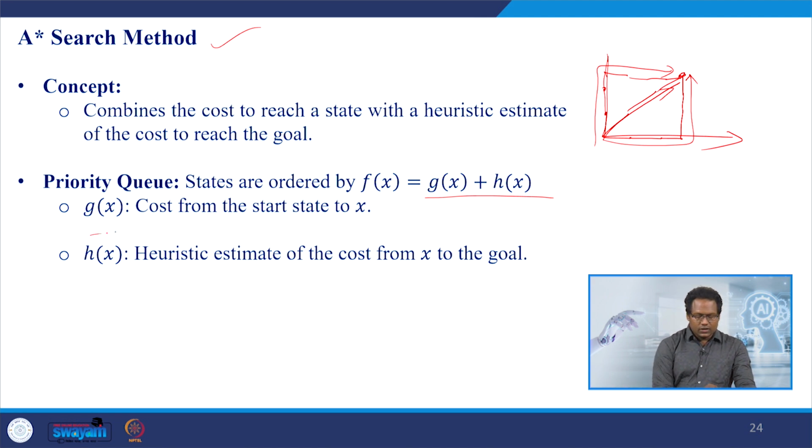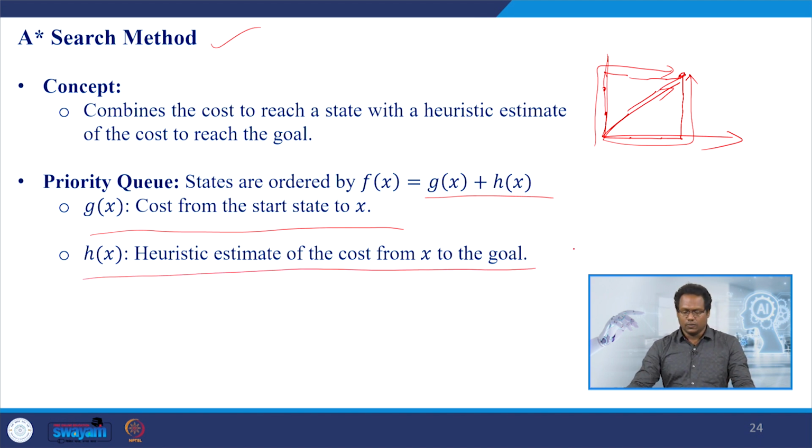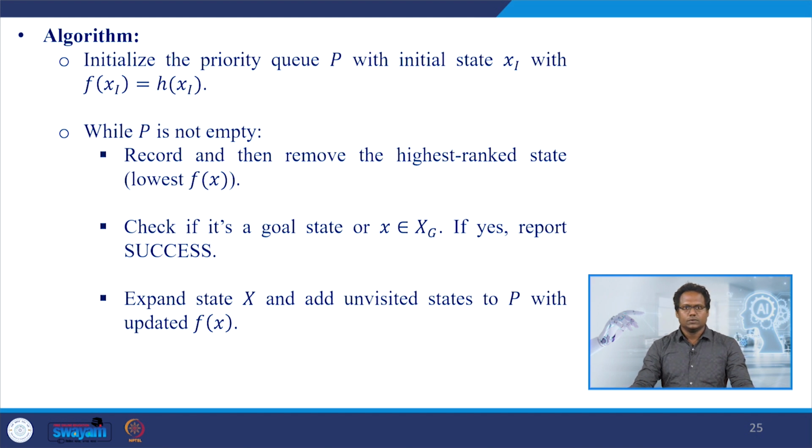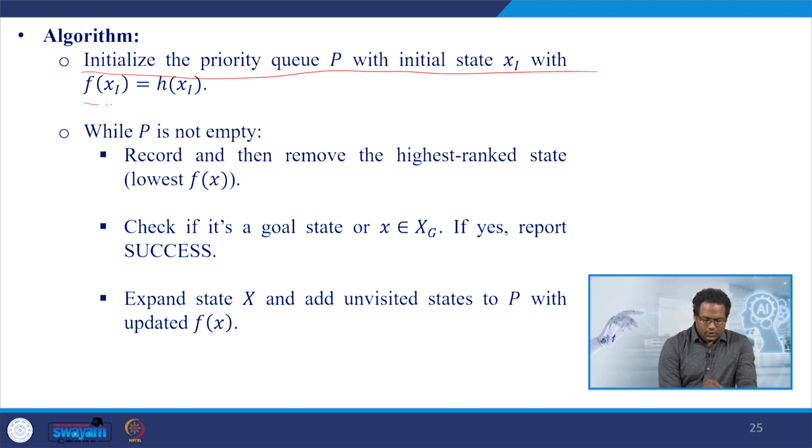So, g of x is the cost from the start state to x and h of x is the heuristic estimate of the cost from x to the goal. The algorithm for this A star approach is as follows. First, initialize the priority queue P with initial state xi with f of xi equal to h of xi, because initially your g of x is 0.